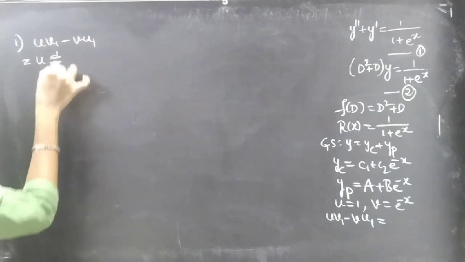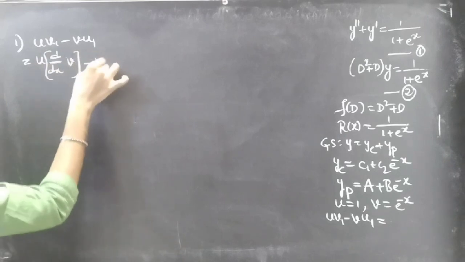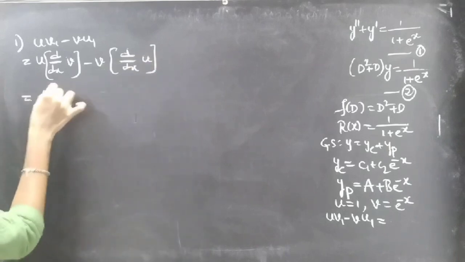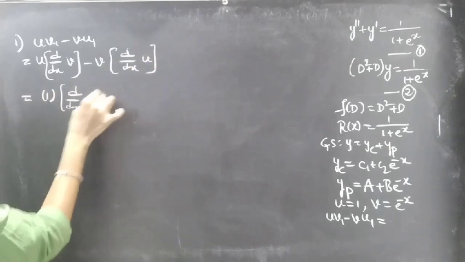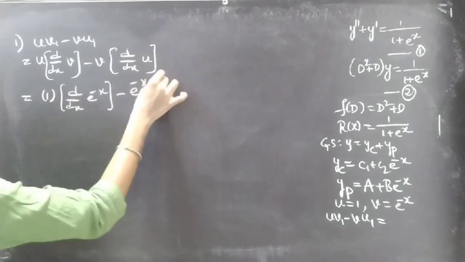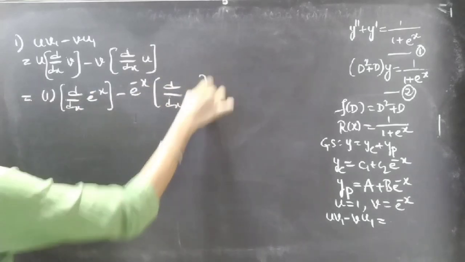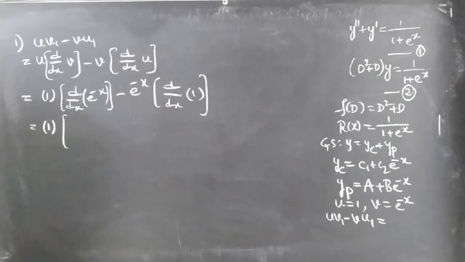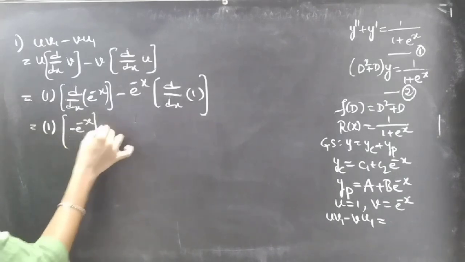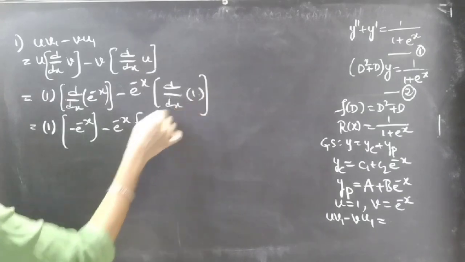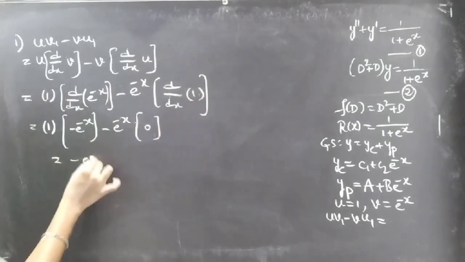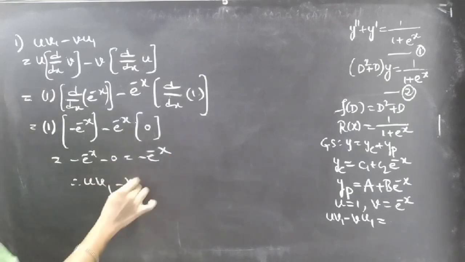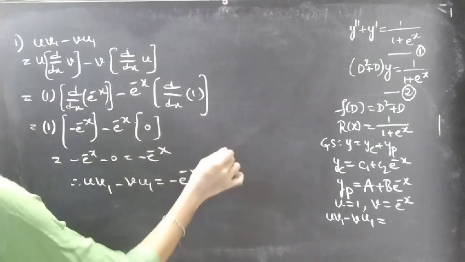Here v1 is nothing but the derivative of v with respect to x, and u1 is the derivative of u with respect to x. u is 1, into the derivative of e^(-x), minus v into the derivative of u. This gives us 1 into the derivative of e^(-x) with respect to x, which is -e^(-x), minus e^(-x) into the derivative of 1 with respect to x, which is 0. That equals -e^(-x) - 0 = -e^(-x). Therefore u v1 - u1 v = -e^(-x).